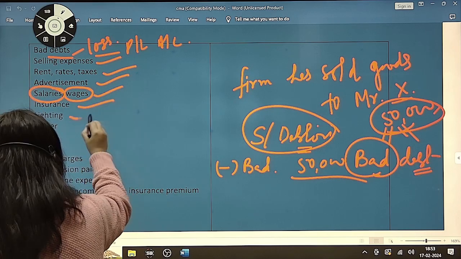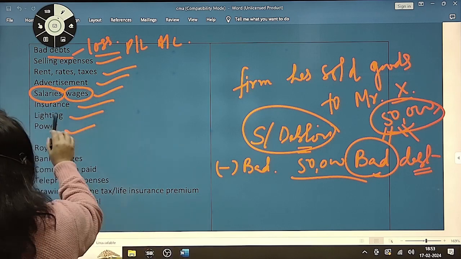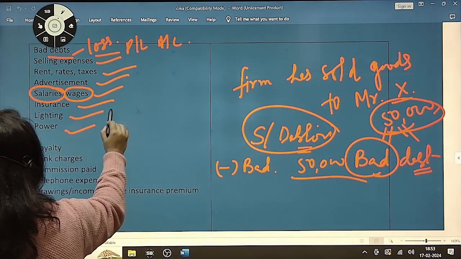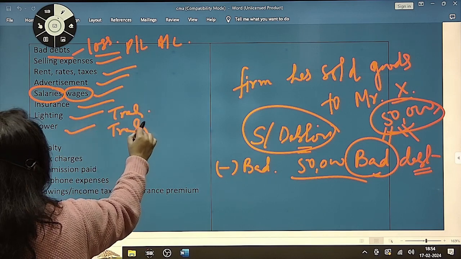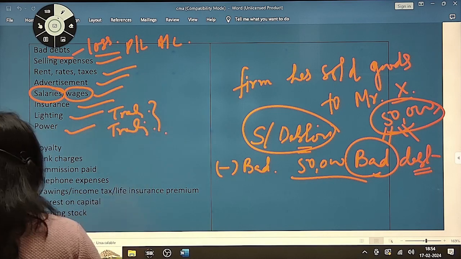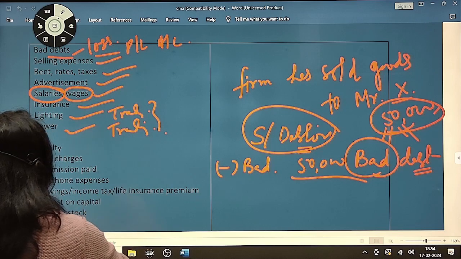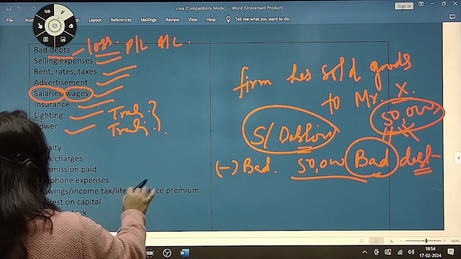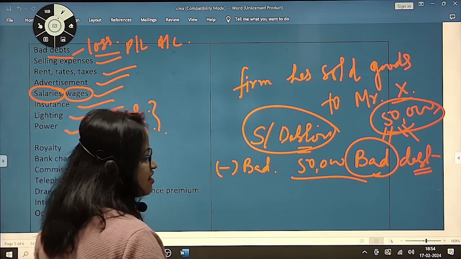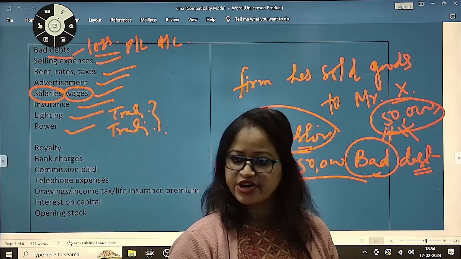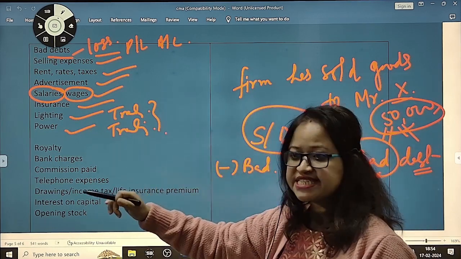Insurance, lighting, power, all these are debit balances. Lighting and power, if it is a factory, then we write in the trading account, because these are direct expenses. Royalty, bank charges, commission paid, telephone expenses, drawing, income tax, life insurance premium, interest on capital, opening stock, all these are debit balances. So in the trial balance, all this will be on the debit side.